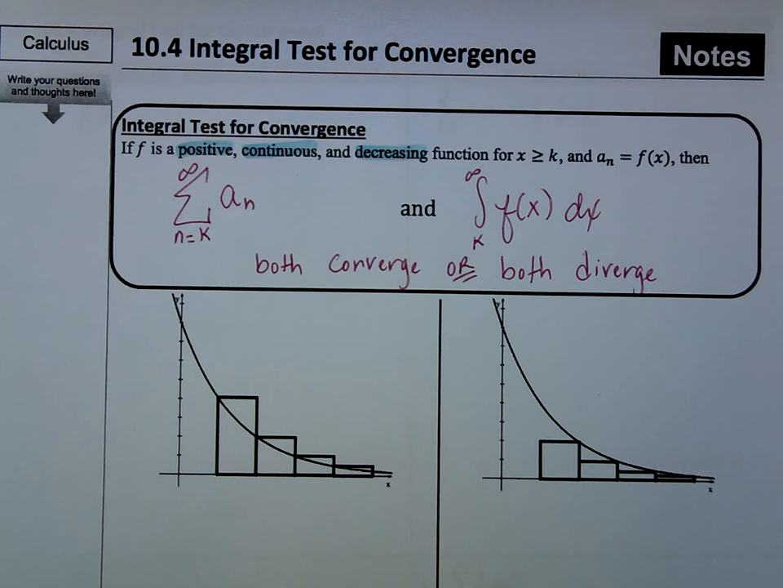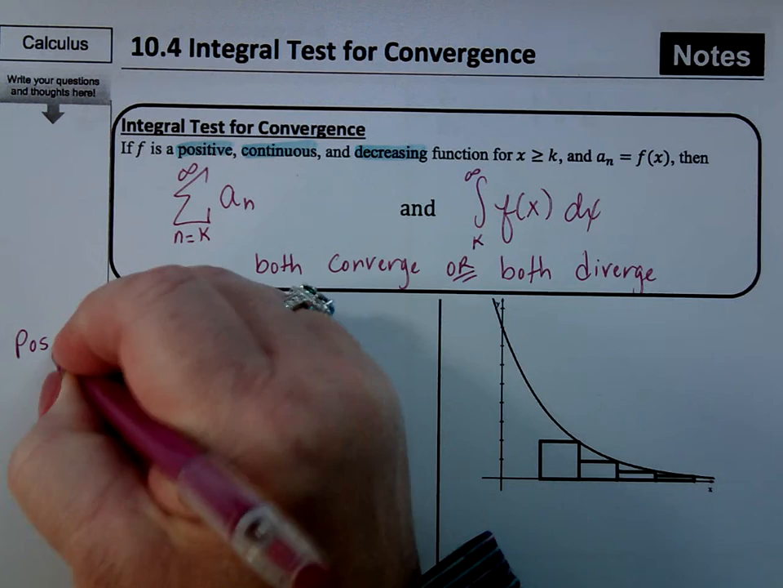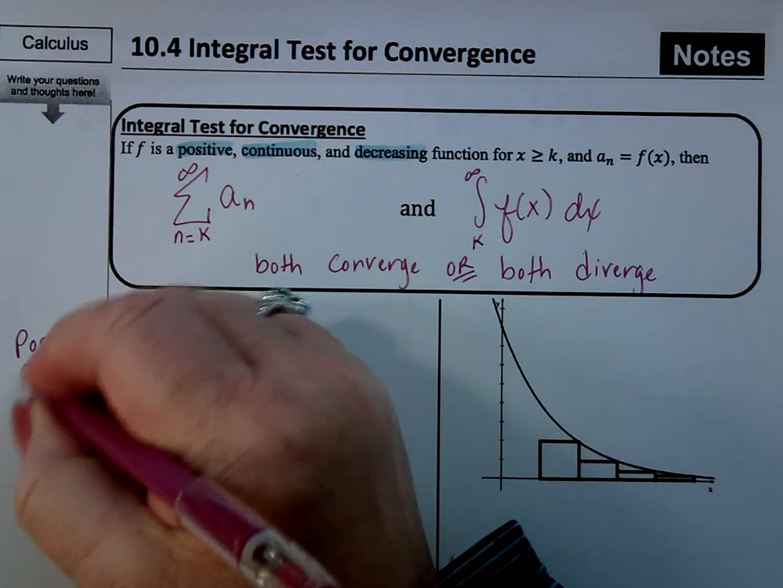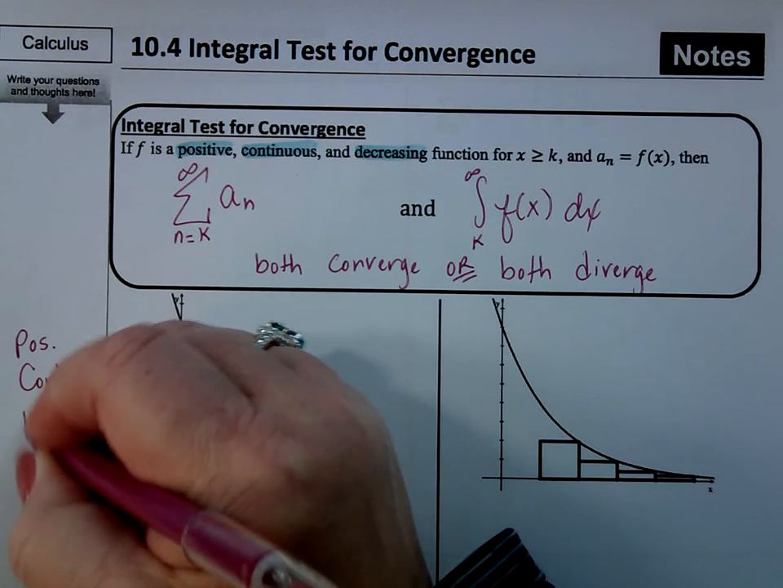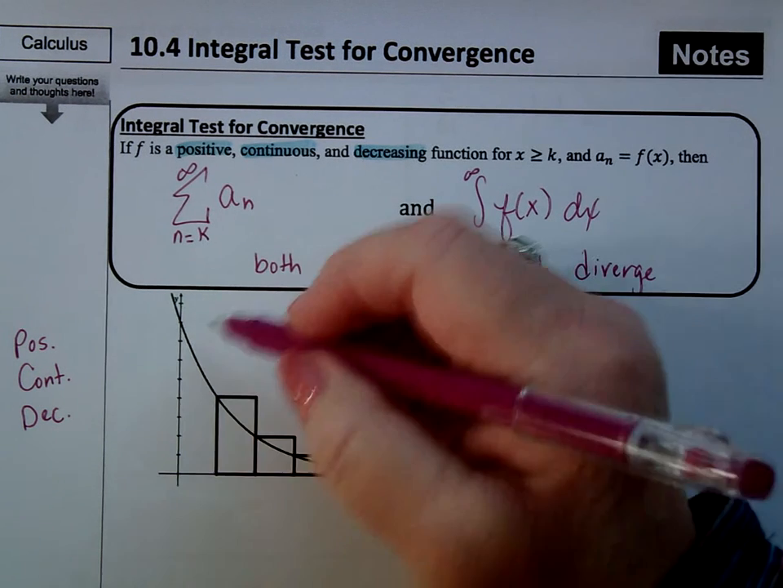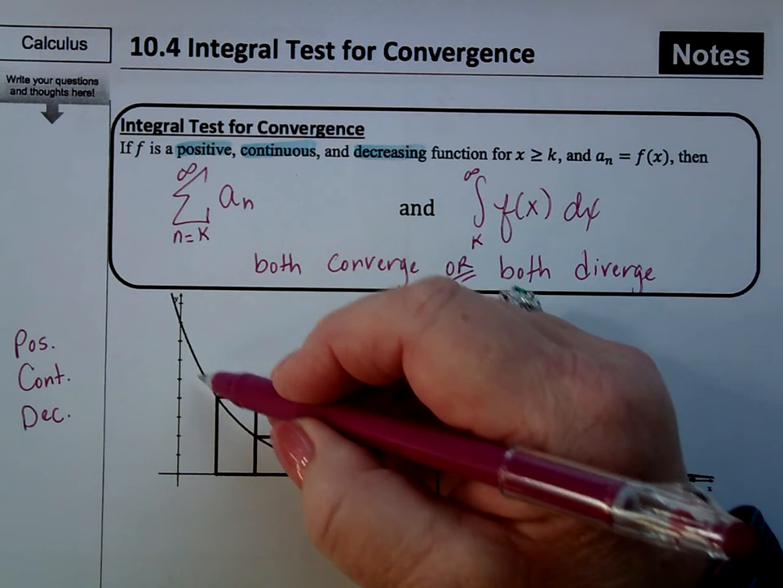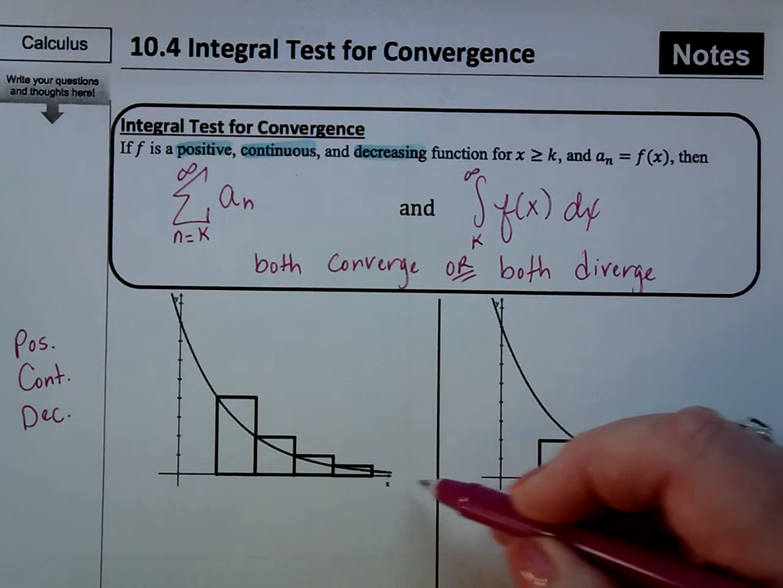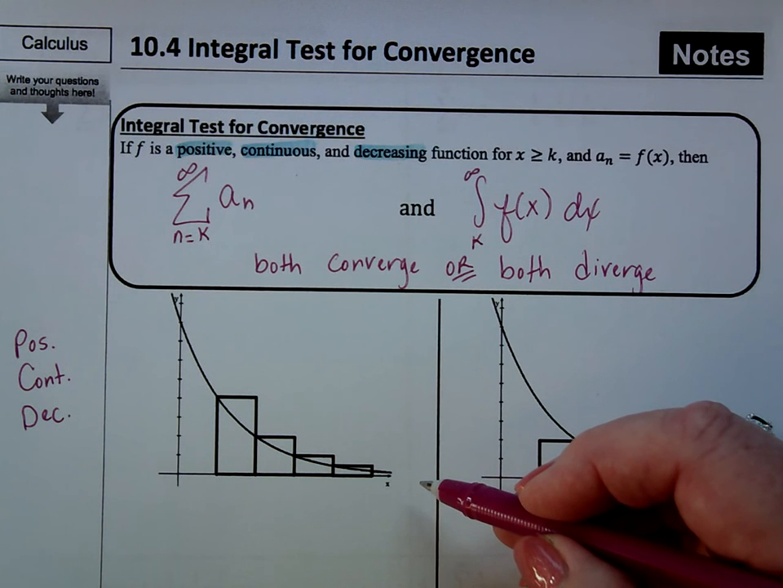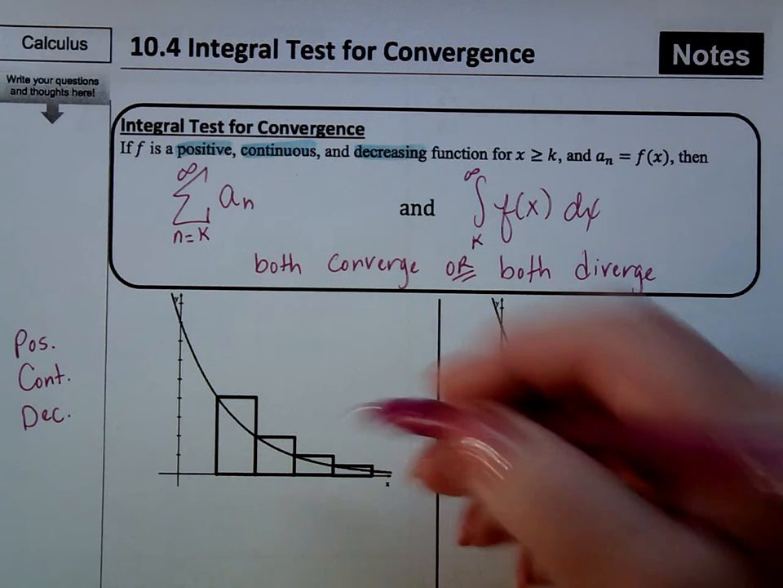Okay, so here's some theory behind it. Now remember, it has to be positive, continuous, and decreasing. Those are your big things. So I'm looking at this function. It comes down here, it's positive, right? Because all your y values are positive. It's continuous, no blips or blaps in it, and it's decreasing. All of your values are getting smaller.